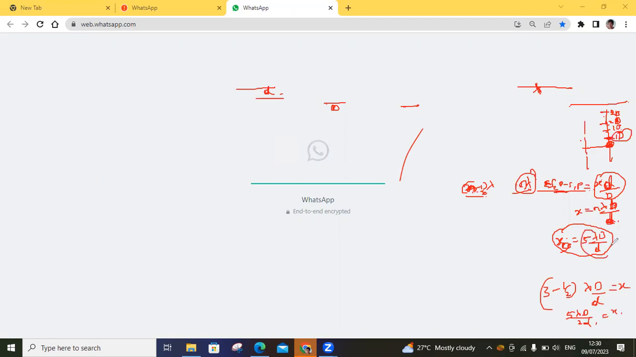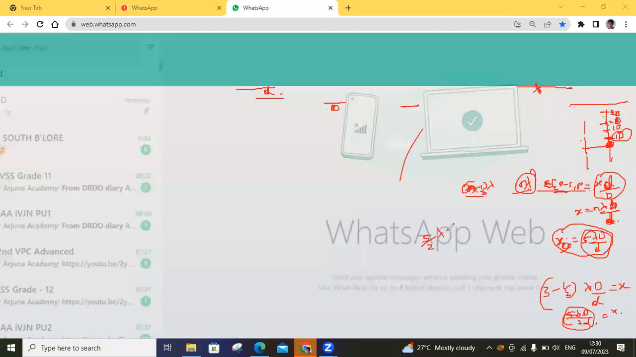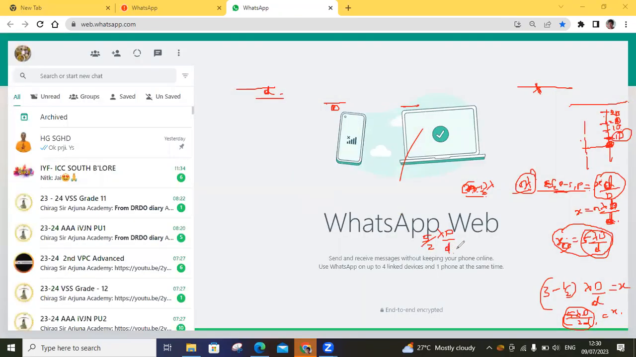So now you subtract both of them, you will get the distance between them. So it will be 5 lambda D by d minus 5 lambda D by 2d. So it will be 5 by 2 lambda D by d only. Right. So now you try to solve it. Now only substitution is remaining.